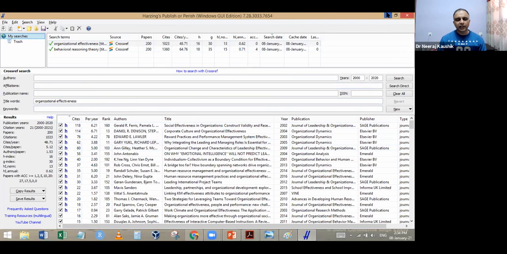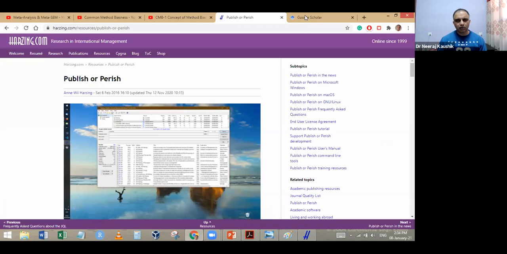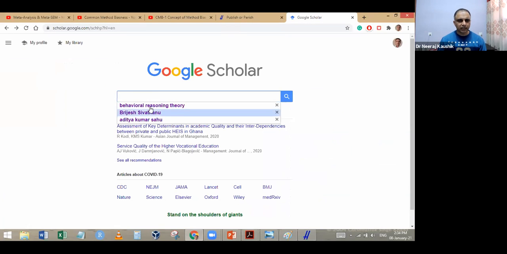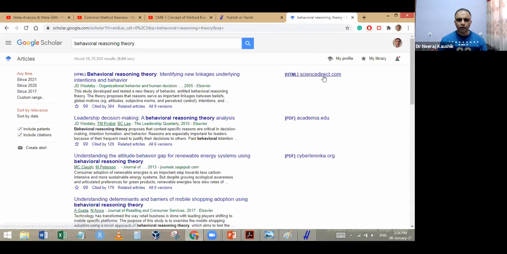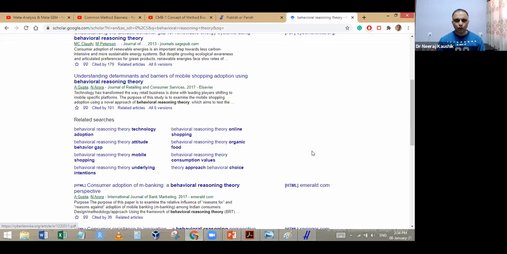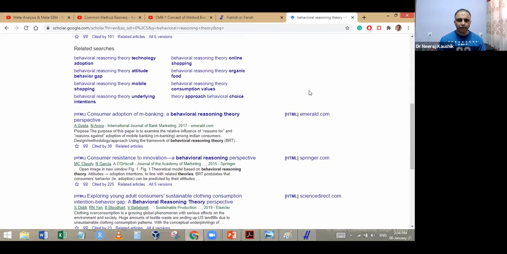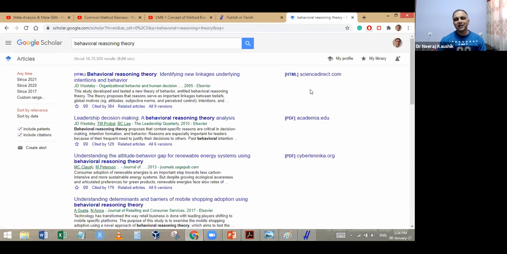Then coming to the next thing, this is Google Scholar. If I search for behavioral reasoning theory here on Google Scholar, you'll find on the right-hand side academia.edu, ScienceDirect. So through all these links, this paper is available free of cost. People don't even bother to check it on Google Scholar. You must search on Google Scholar at least.